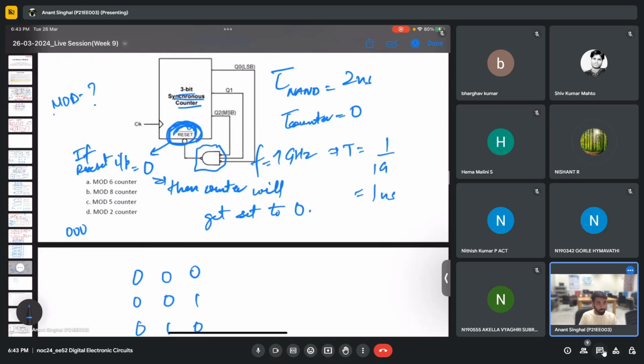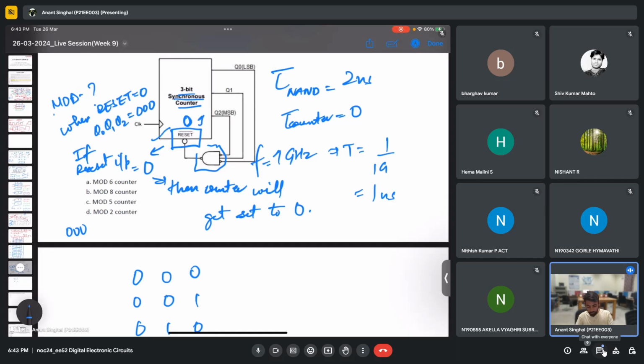Can you repeat, sir? Okay, okay, I'll repeat. So what I have said is there is a reset pulse here. You can clearly see there is a reset here. So whenever this becomes 0, what happens is when reset is 0, the counter stops counting and it gets set itself. The output of this counter, that is Q0, Q1, Q2, will always become 000. There will be no further counting if this is 0.